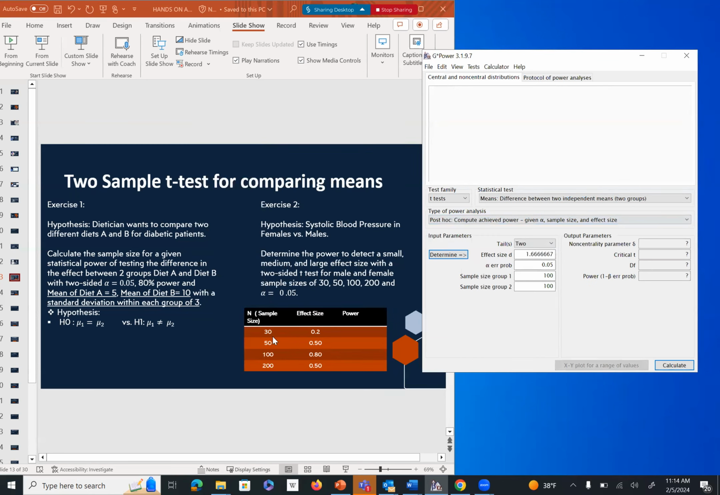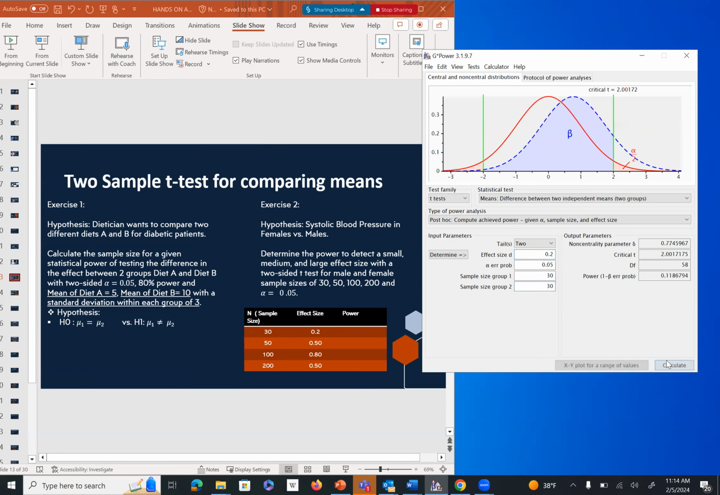So for example, I've given this information. Let's say we have a sample size of 30 in each group, that's a total of 60, and an effect size of 0.2. With a total sample size of 60 and an effect size of 0.2 to demonstrate a small difference between the two groups, the power will be about 118%. Large power, very good power.